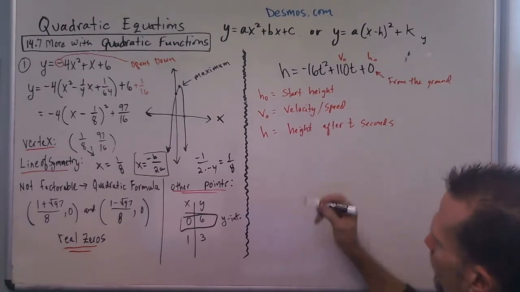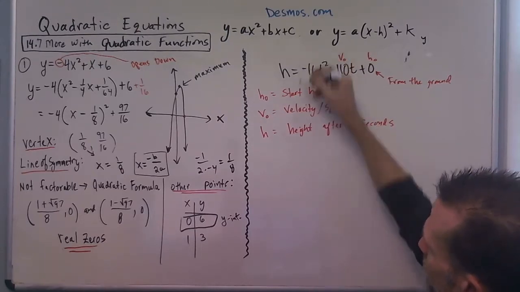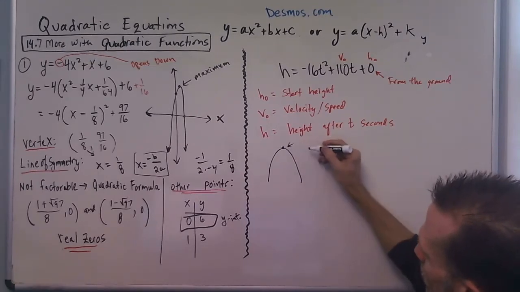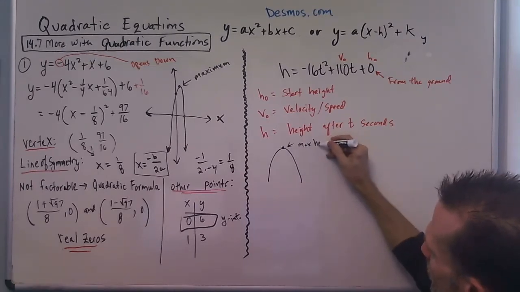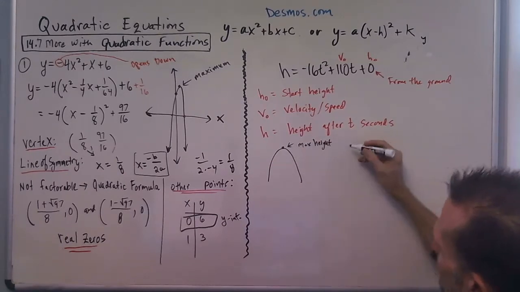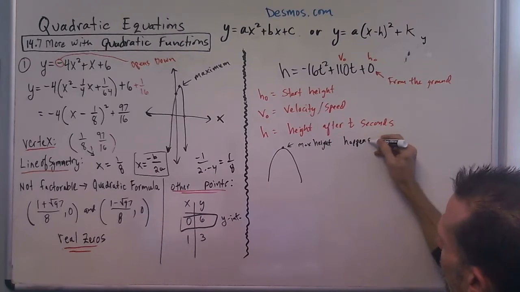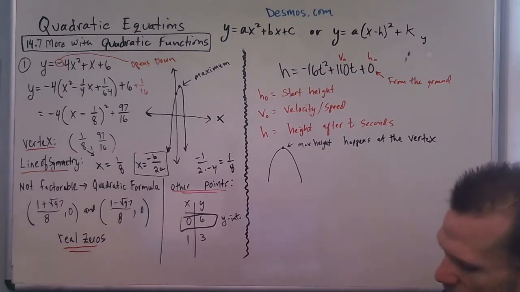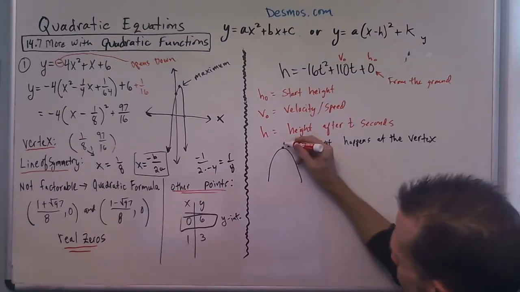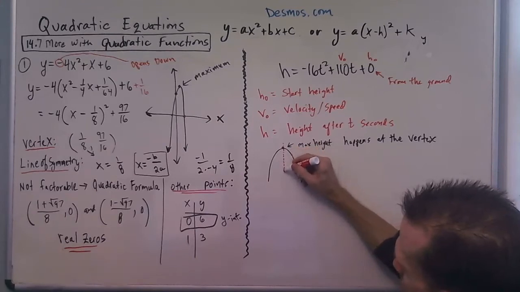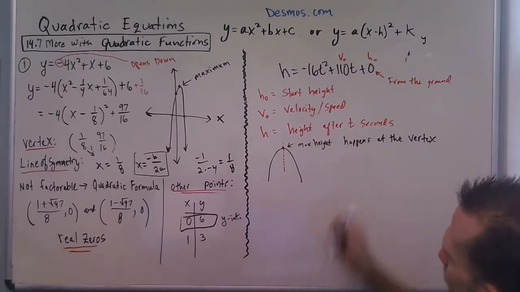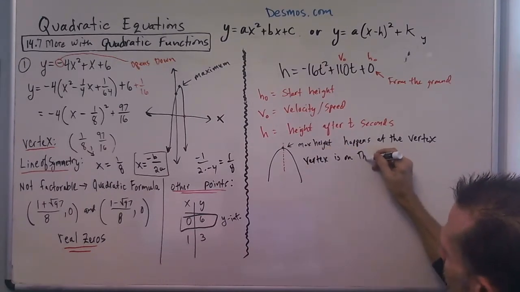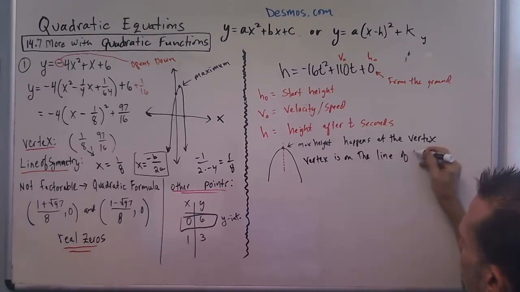Okay, since we see this negative here, you know the parabola is going to open down, so you have a parabola like this. We're going to try to find the max height of the ball. Well, you know the max height happens at the vertex. So since you know that the max height happens at the vertex, you also know that the vertex is on the line of symmetry.